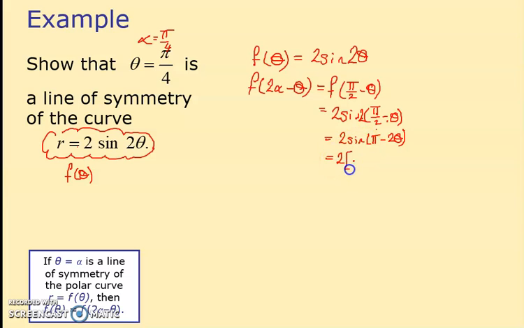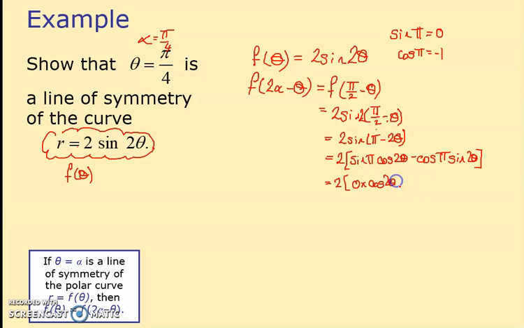I get 2 lots of sine the first one, cos the second one, minus cos the first one, sine the second one. Now we should know a few things. We should know that sine of pi is 0, but that cos of pi, remember pi is 180 degrees, is minus 1. So I get 2 lots of sine of pi, which is 0. 0 times anything is going to give me 0. That's the nice thing about that. Minus, and minus 1 times sine 2 theta.